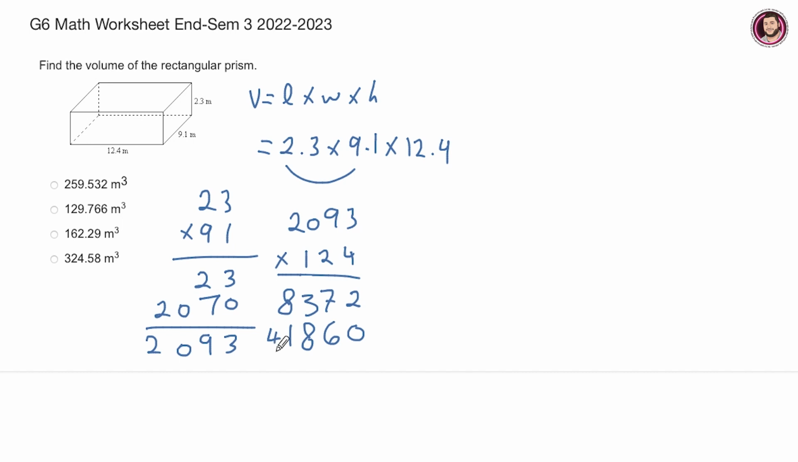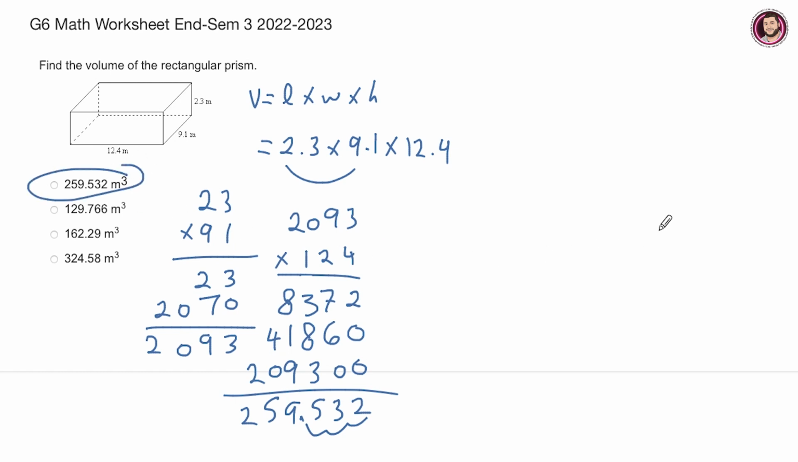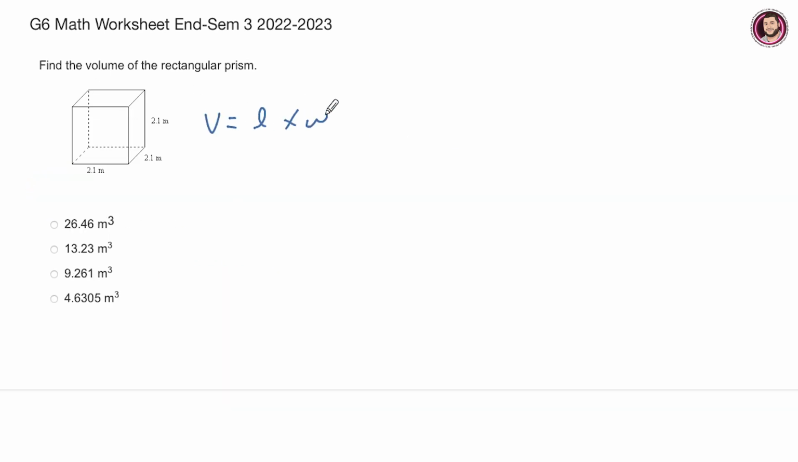2 times 2, 4. Now put 2 zeros for 1. 1 times 3, 3. 1 times 9, 9, 0, 2. Add these numbers, so it would be 2, 3, 5, 9, 5, 2. With the 3 decimal places, the answer would be the first choice. Volume equals length times width times height.